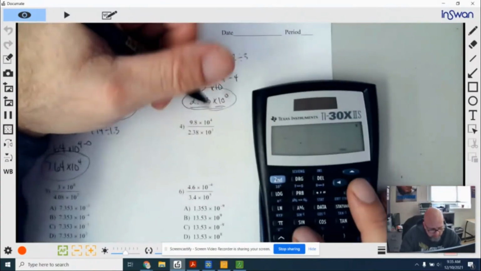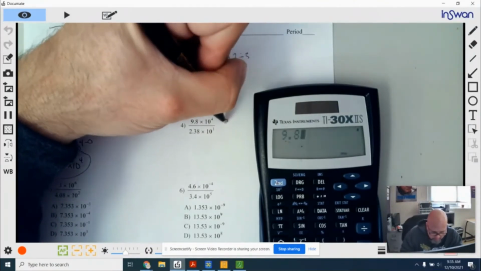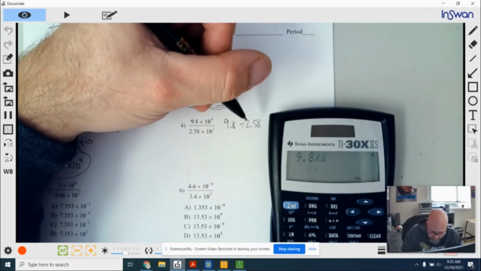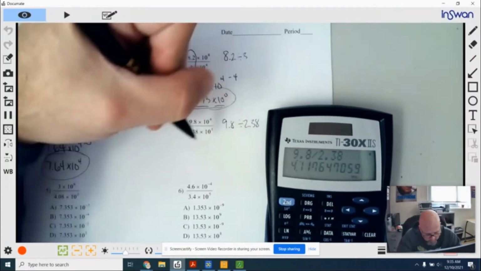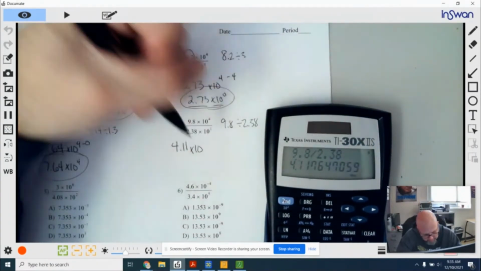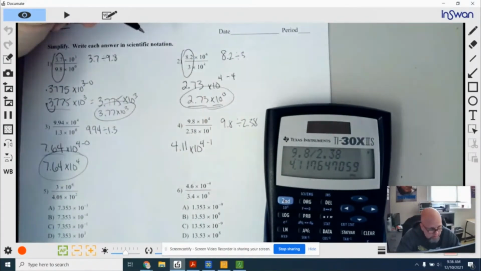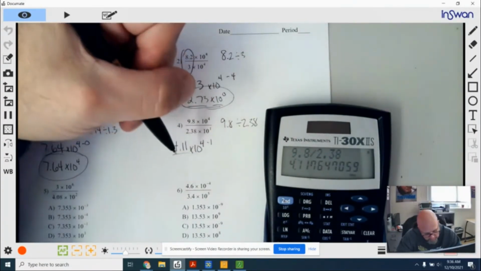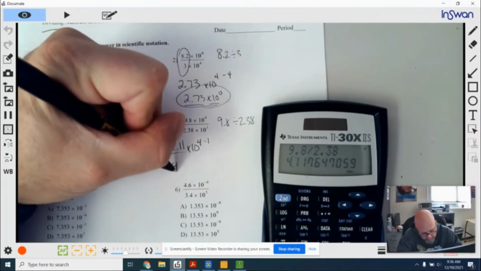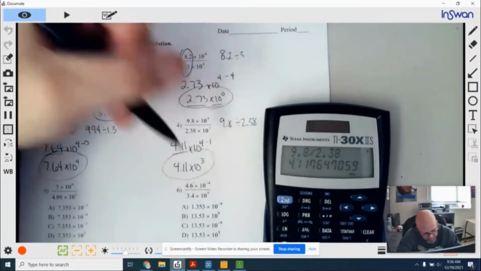Okay, last one we're going to do together, number 4, is 9.8 divided by 2.38. And I'm going to say the first 3, 4.11 times 10. Take this top exponent of a 4, subtract the bottom one, which is 1. The base number, we see that's already okay. It's 1 or more, it's less than 10, so I don't need to move that decimal any. Okay, times 10 to the 4 take away 1 is 3.